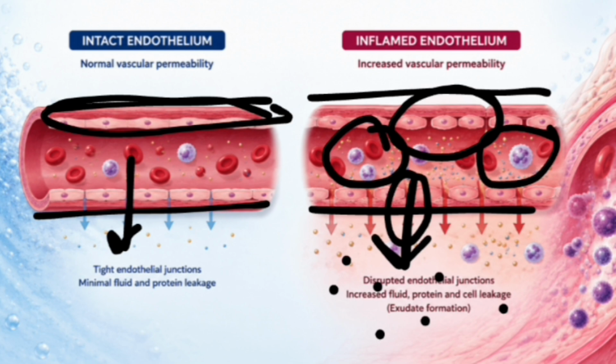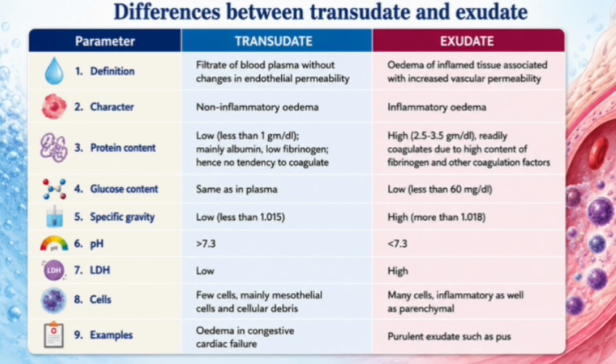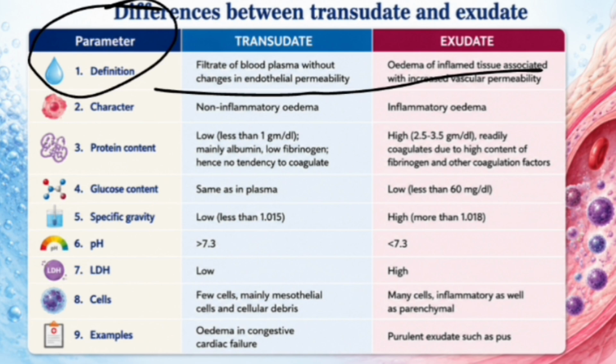So with this basic principle, let's learn the differences from our table. In this table, we will be learning differences of transudate and exudate. The first difference is the definition. Transudate is filtration of blood without change in permeability, while exudate is whenever the permeability of blood vessel changes, that leads to exudation of fluid.